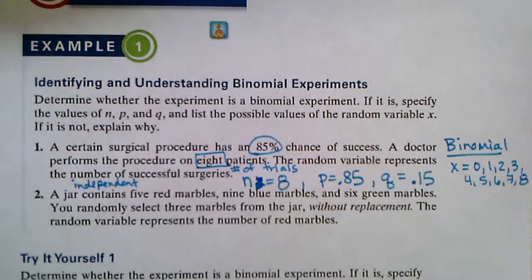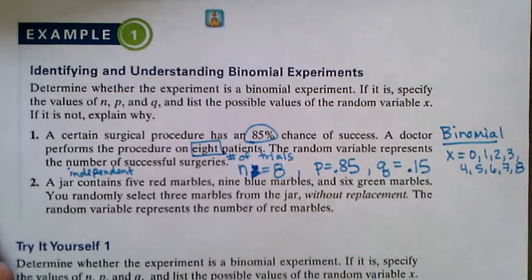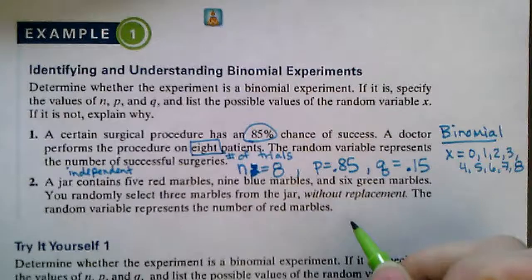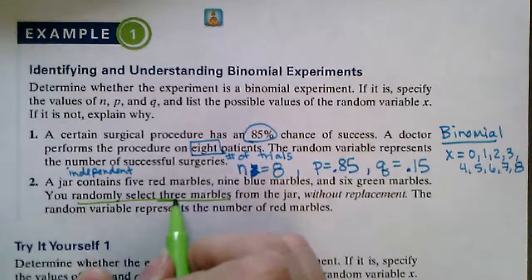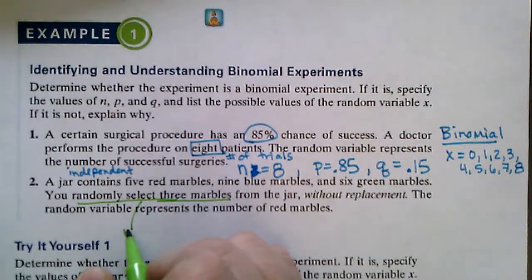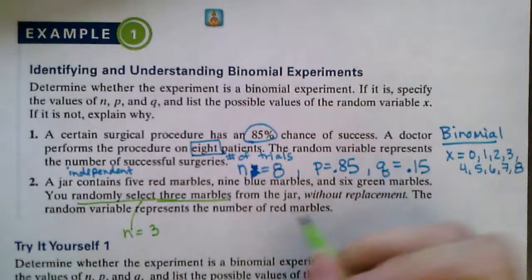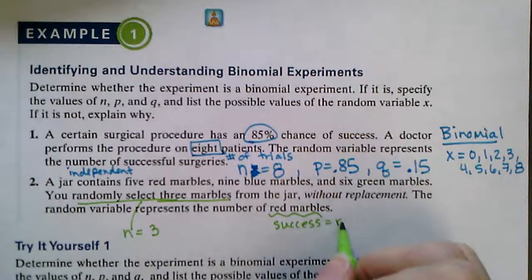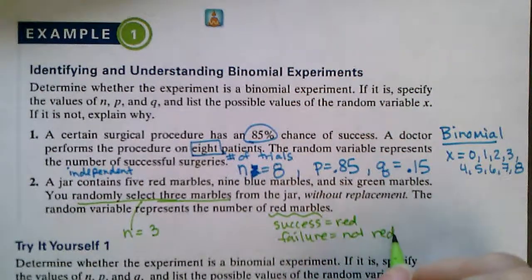Number 2, a jar contains 5 red marbles, 9 blue, and 6 green. You randomly select 3 marbles from the jar without replacement. The random variable represents the number of red marbles. So if we go through, fixed number of trials is the first one. So this would be our number of trials. We randomly select 3 marbles. So that is our n would be 3. Each trial can have only 2 outcomes, success or failure. So success would be a red marble, failure would be not red, so that requirement is met.